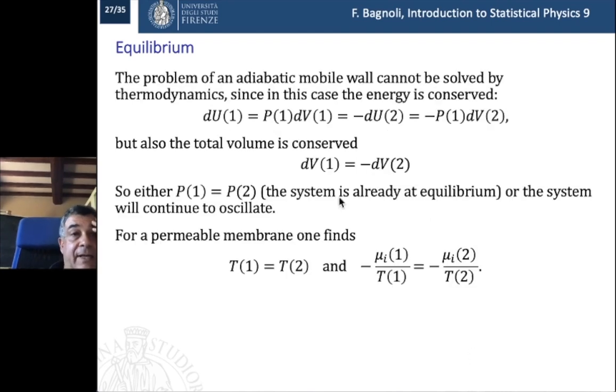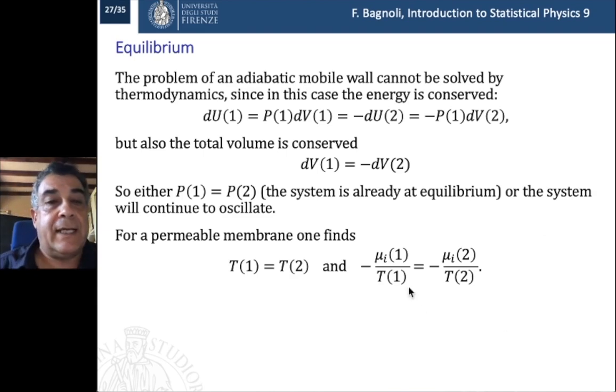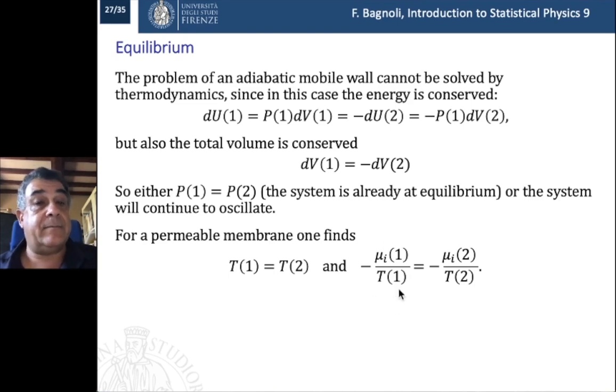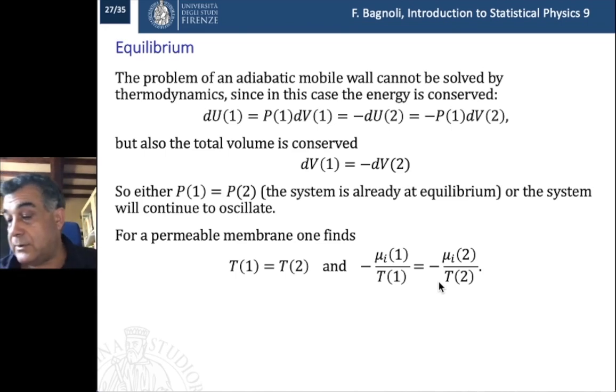to the volume. Finally, I can do the same by using a semi-permeable membrane and letting particles pass from one side to the other, and I again find that I can define the chemical potential: minus mu over T is the partial derivative of the entropy with respect to the number of particles, and again I find that if I have chemical and thermal equilibrium, then I have the same temperature and the same chemical potential.